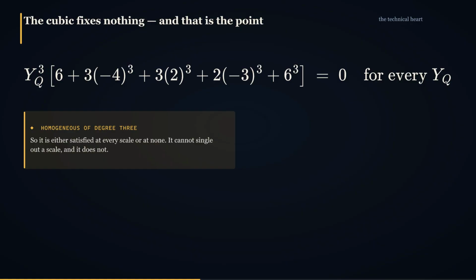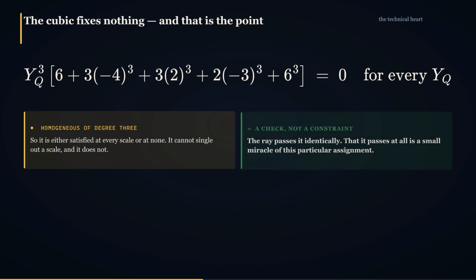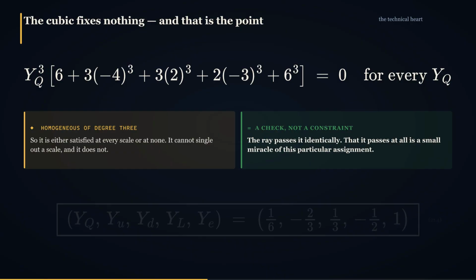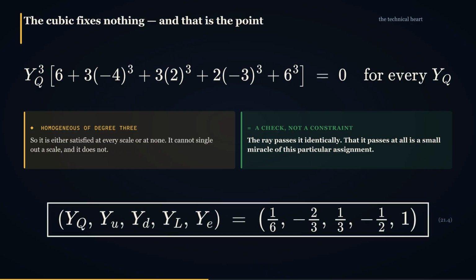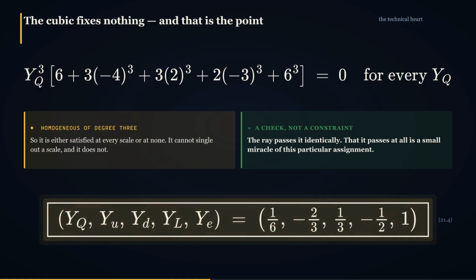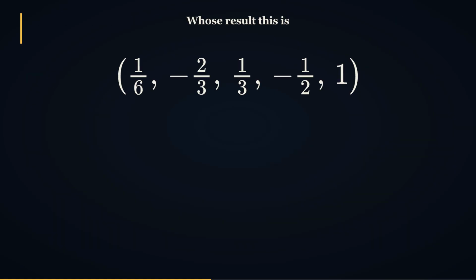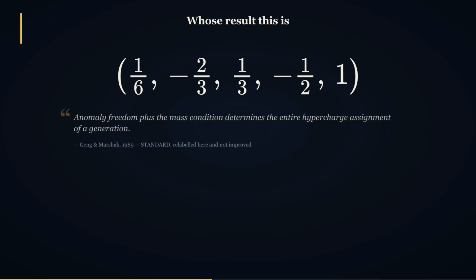Test the ray against it and it vanishes identically, so the cubic is not a 5th constraint. It is a consistency check that the linear solution happens to pass, and that it passes at all is a small miracle of this particular assignment. It is the technical heart of the argument. Fix the scale by convention by declaring the positron to carry unit charge, and the whole table drops out. 1/6, minus 2/3, 1/3, minus a half, 1. That is the entire hypercharge assignment of a generation, and nobody chose any of it.